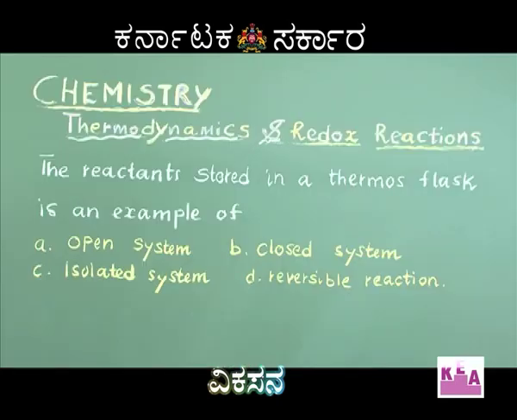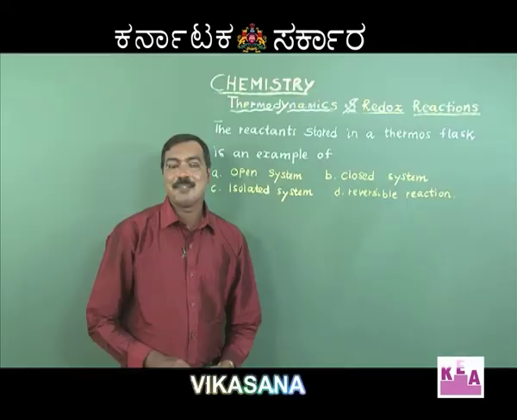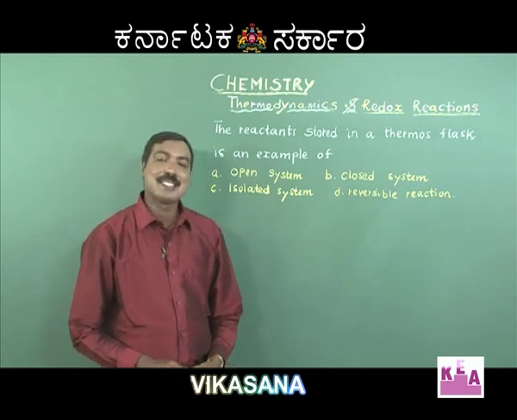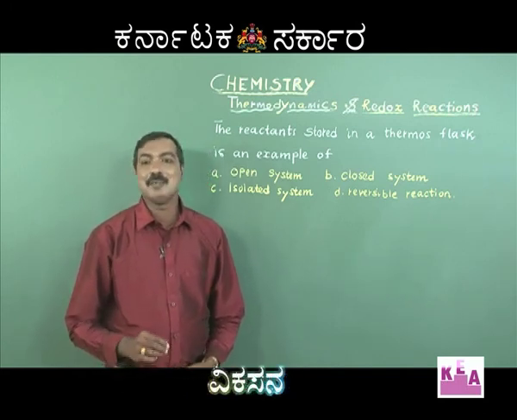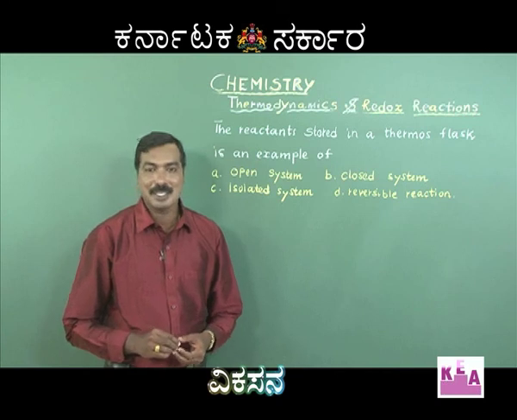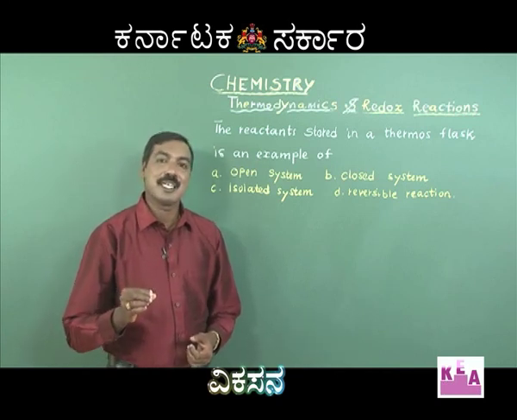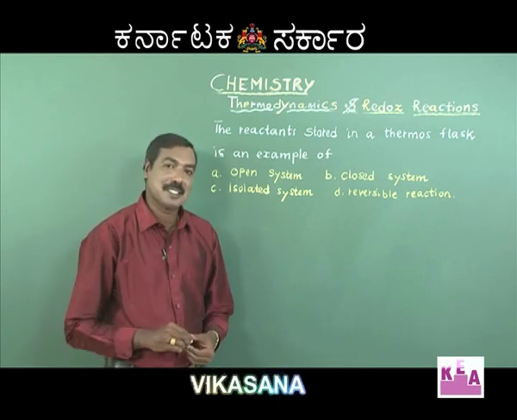Let's begin now. The reactant stored in a thermos flask is an example of option A, open system; option B, closed system; option C, isolated system; option D, reversible reaction. First of all, let us understand what is the system. System is a part of a universe. System plus surrounding is equal to universe.